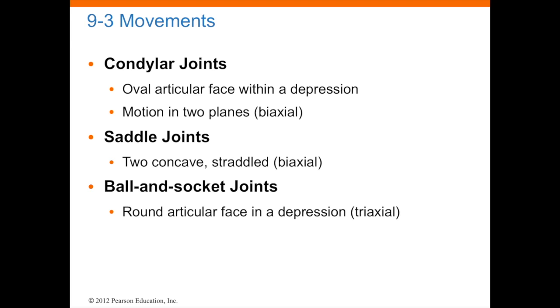Condylar joints are oval with a depression in the joint. Motion occurs in two places. Saddle joints have two directions. Ball and socket joints, however, can actually move in the most range of motion possible. A ball and socket joint would be your shoulder.